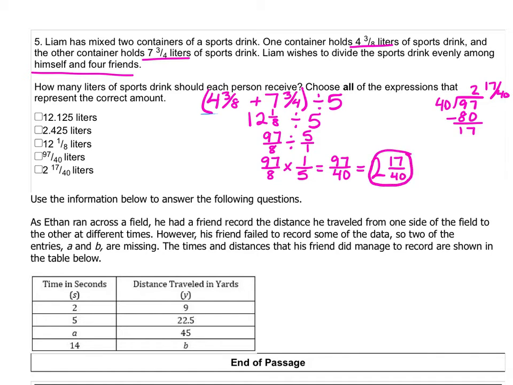So working with fractions, we get 2 17/40 liters, where we also had 97 over 40 liters. Now, it would not be 12 point something liters, but that choice, 2.425, could be the same. So I'm going to go to a calculator, and I know that 2 is going to be the same, but I want to see what 17 divided by 40 is. I could do that as scratch work, but I can use a calculator. And I get that 17 over 40 is 0.425, which is that second choice.